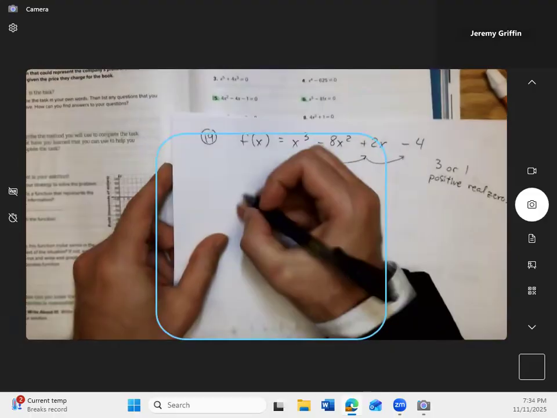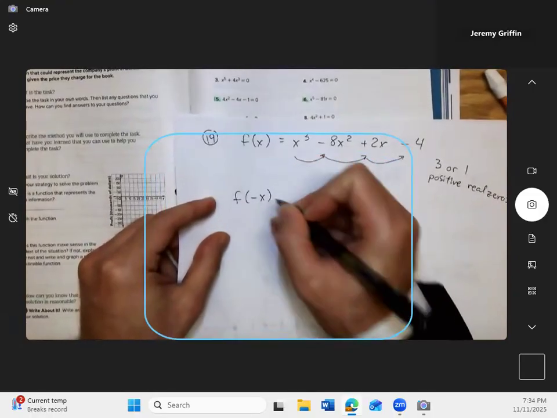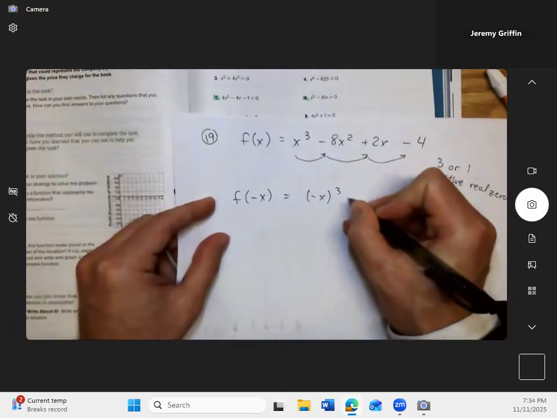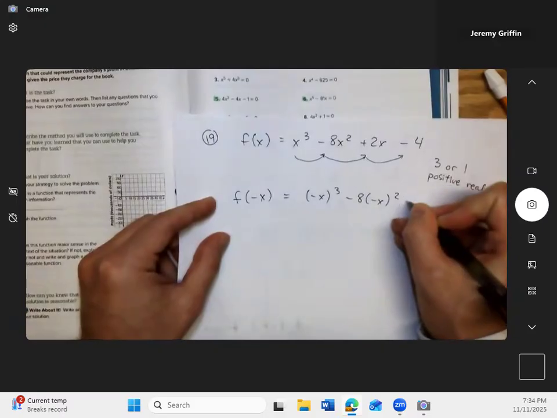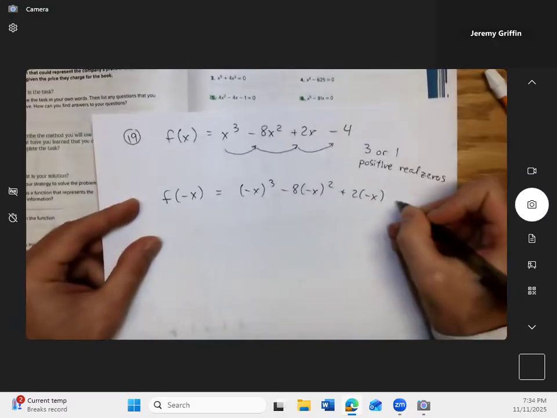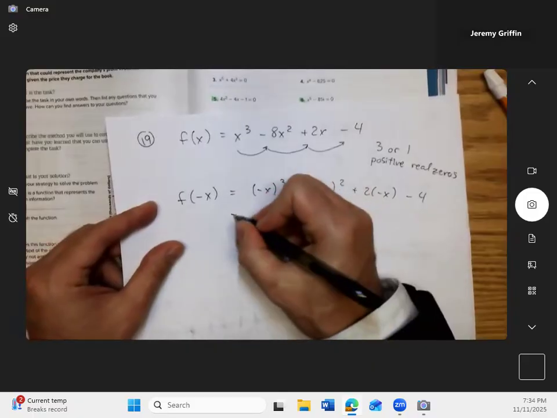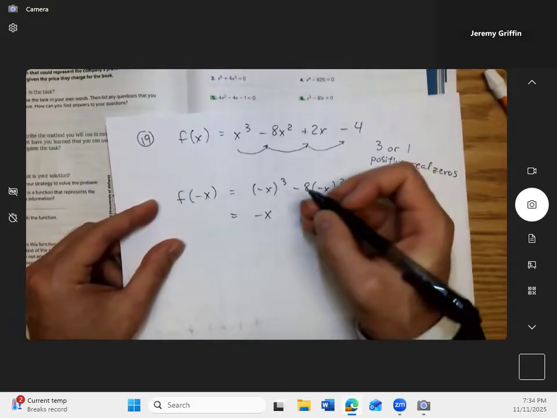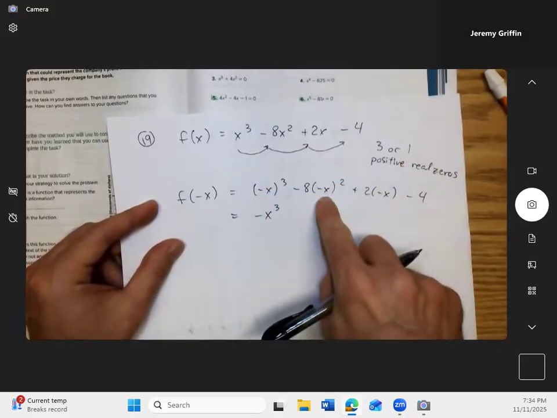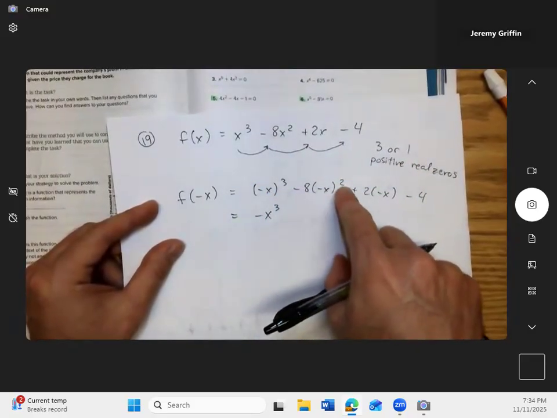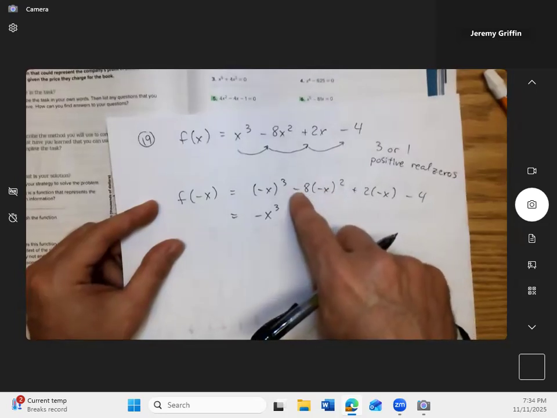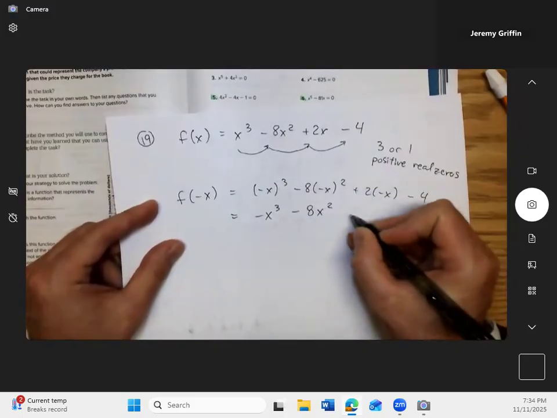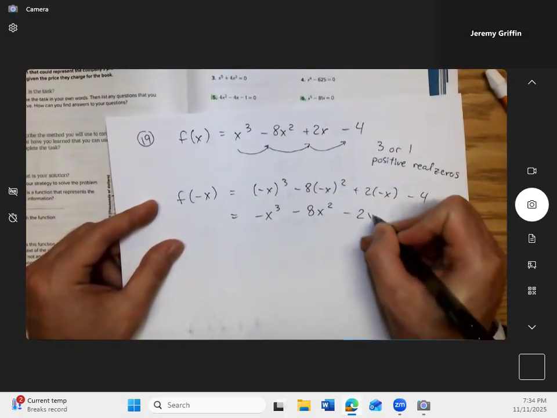And then if I want to get the negative real zeros, I have to plug in negative x for x. So I'll go negative x to the power 3 minus 8, and then negative x squared, and then 2 times negative x, and we got this -4 at the end. Now I definitely have to clean this up so I see what's going on. So -x in an odd power is overall negative. But if you have a negative that's being squared, that turns back positive, which means that this original negative sign just stays as it was. And then this negative comes out in front.